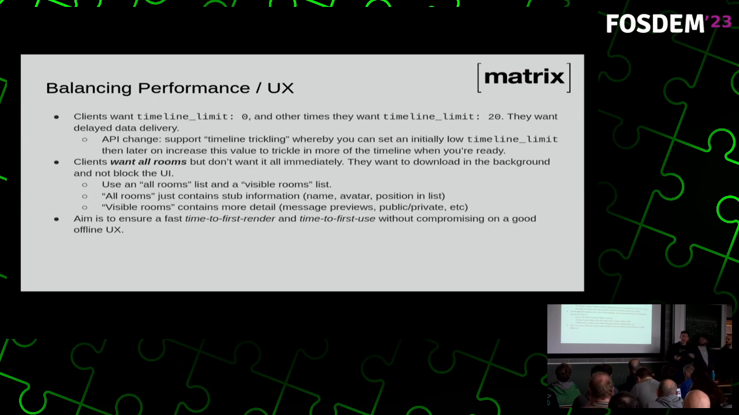Likewise, the clients want all the rooms in the account, but they want maybe more detail on the rooms that are in the viewport. So again, you can support this by having two lists, effectively. You've got one list, which is just the visible rooms. That might have more accurate information, like room previews. You might register for typing notifications in those rooms. But then you're not really interested in typing notifications for rooms really far down the list. And then in the background, you can have a separate list, which goes and gets all the other rooms and all the core information that you need.